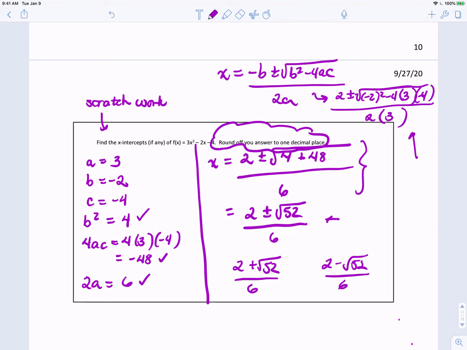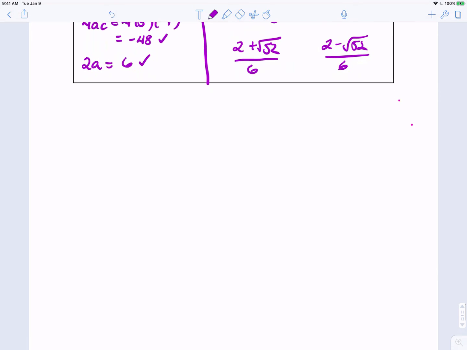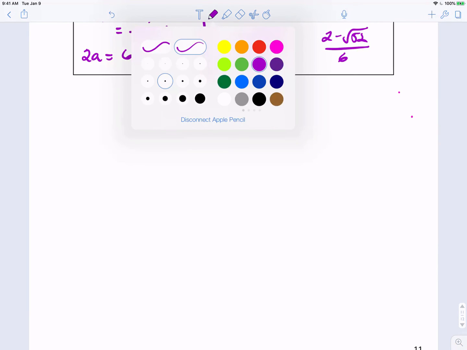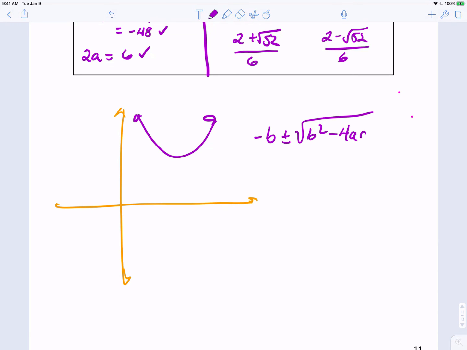Now, you may have wondered about this phrase, if any. We already know that not all quadratic functions have x-intercepts. For example, if the graph of the parabola looked like this, then the parabola is not going to have any x-intercepts. And you might wonder, how would you ever recognize that by using the quadratic formula? Well, if you had a case like this, this is what would happen when you use the quadratic formula.